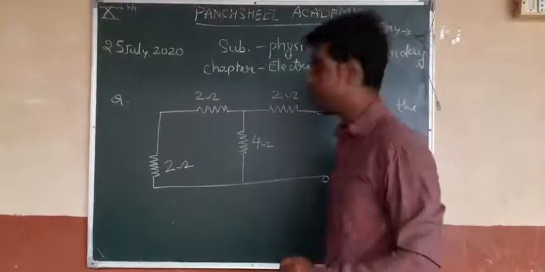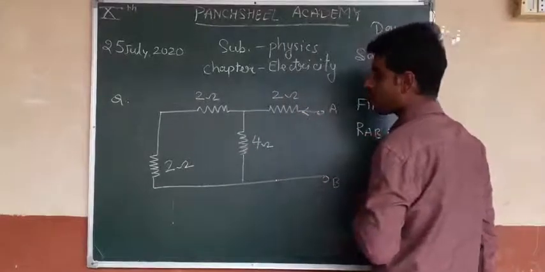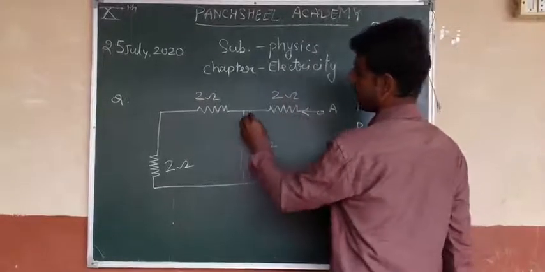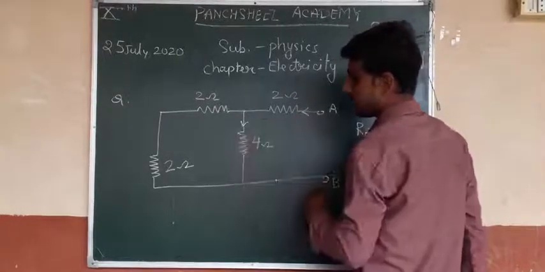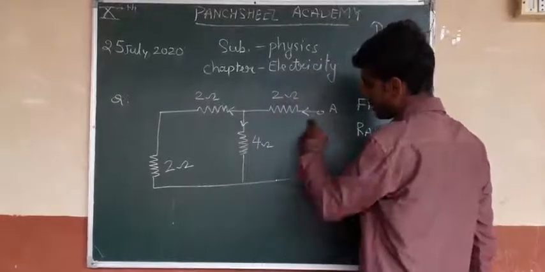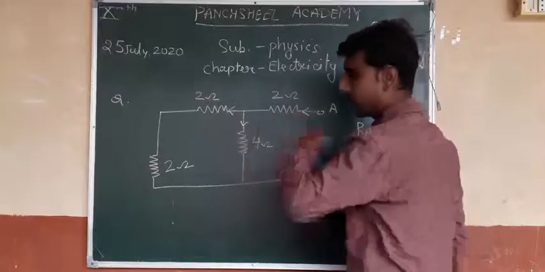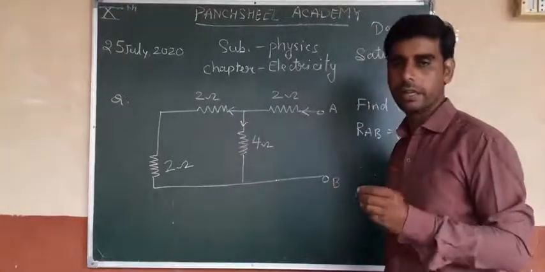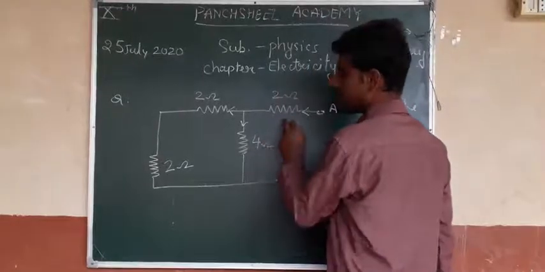How to identify that? Suppose current enters from this 2 ohm resistance and flows like this. Some current enters this branch and some current enters this branch. So the current is divided in these two branches. If the current is divided, then this is a parallel combination. So these two resistances are in parallel.